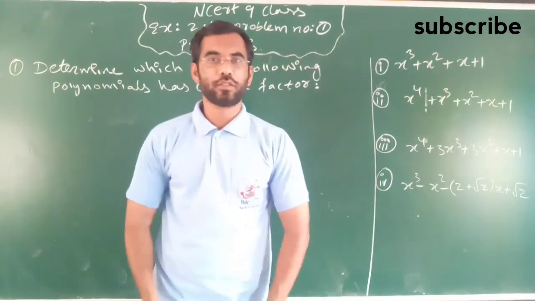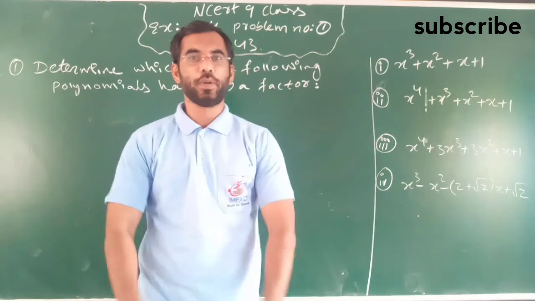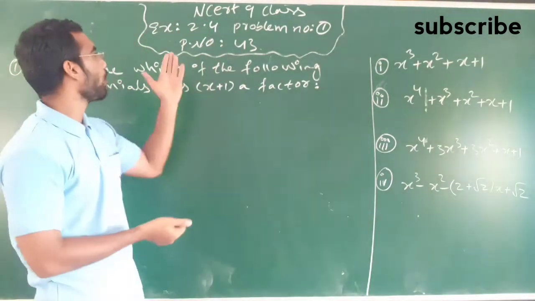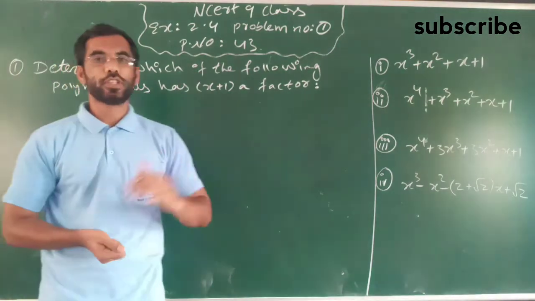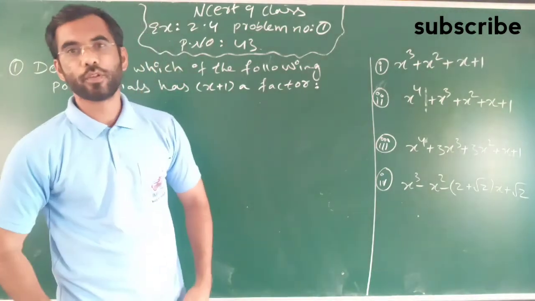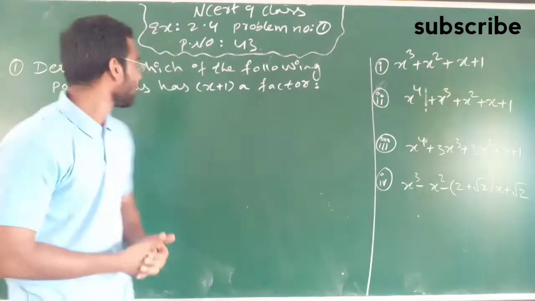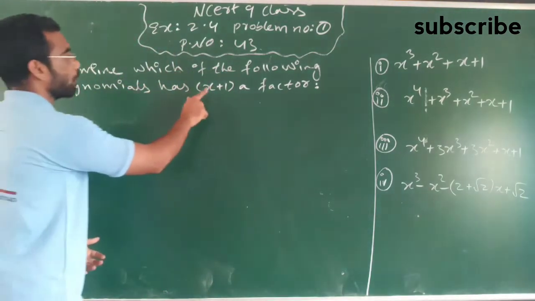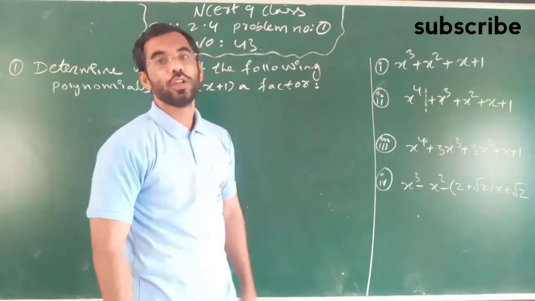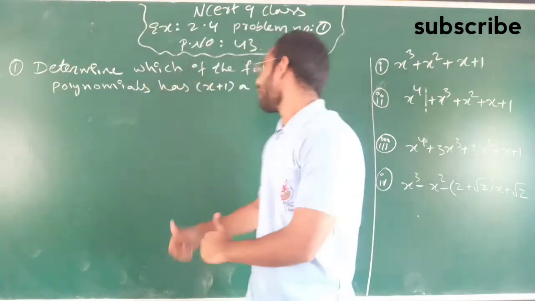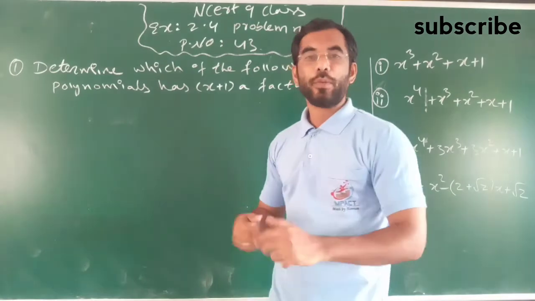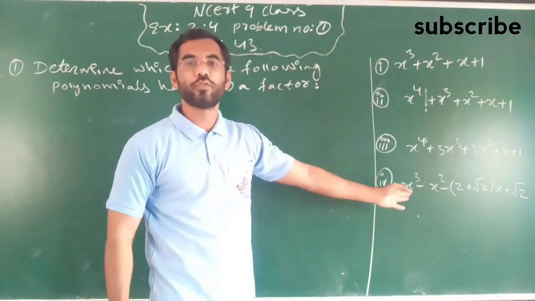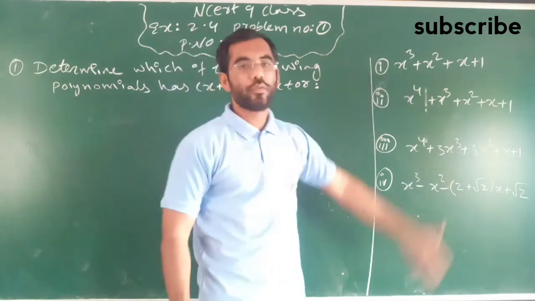Hello my dear students, today I am going to explain NCERT 9th class exercise 2.4 problem number 1 on page number 43. The question says: determine which of the following polynomials has x plus 1 as a factor. We should find out which polynomial has the factor x plus 1. We will check each and every one.